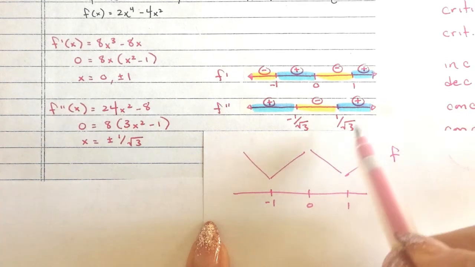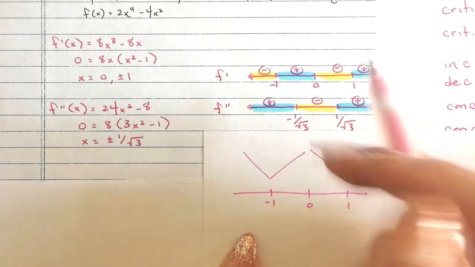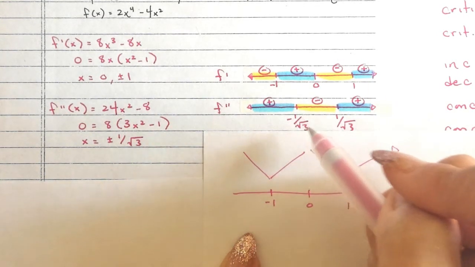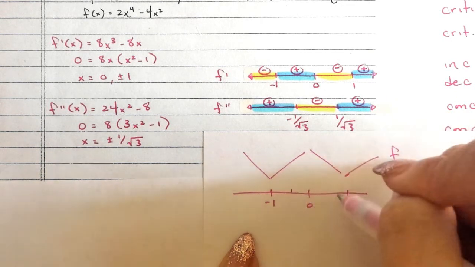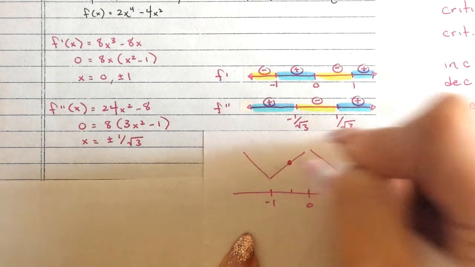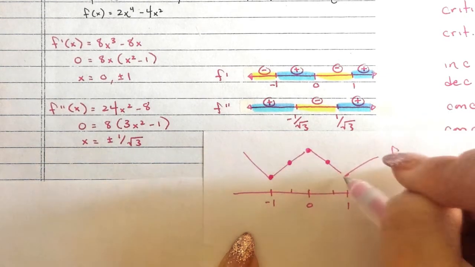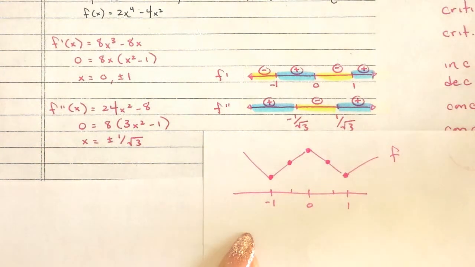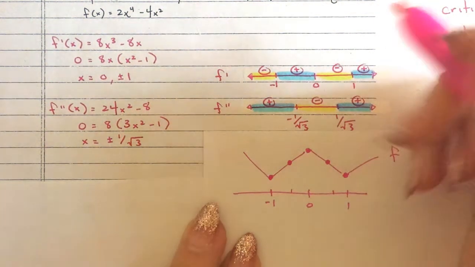Okay, now I'm going to deal with my concavity. So my concavity, if I have negative 1 over root 3, that's like around here. That's like my concavity right here. So these are my important points. So I'm going to draw my points. Those are my important points. I'm going to use another color, like, I don't know, a highlighter of pink. And then I'm going to draw my concavity.